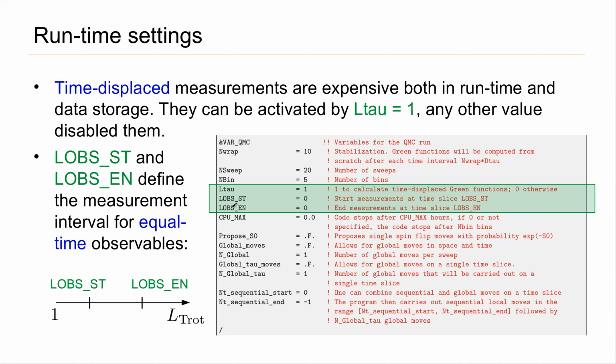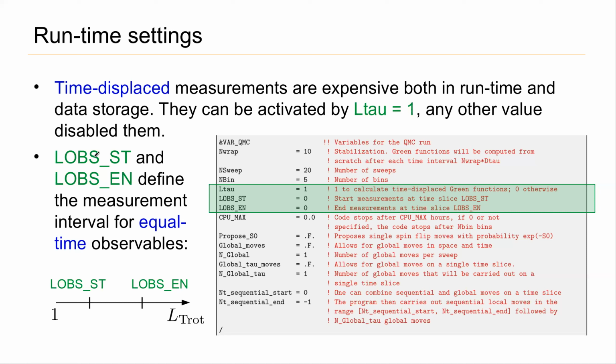L_tau, if it's set to 1, then the time displaced correlation functions are being calculated. Any other value will turn those measurements off. The reason is that time displaced measurements take quite a bit of CPU time, but also quite a bit of data storage. And one is not necessarily always interested in the dynamical quantities. Especially if you calculate the phase diagram, you might want to go to a larger system size instead of knowing the excitation spectrum.